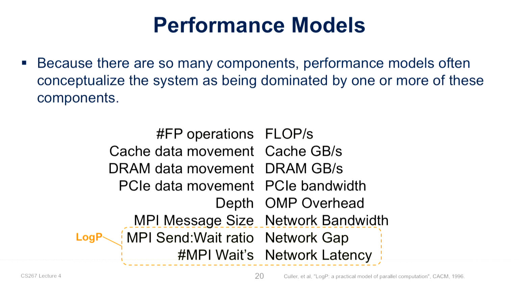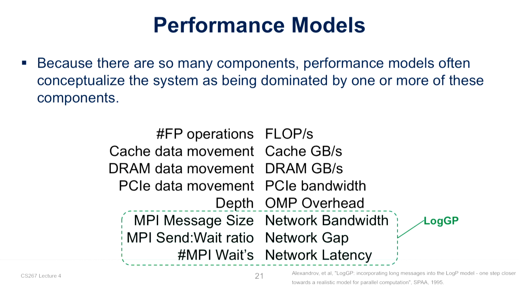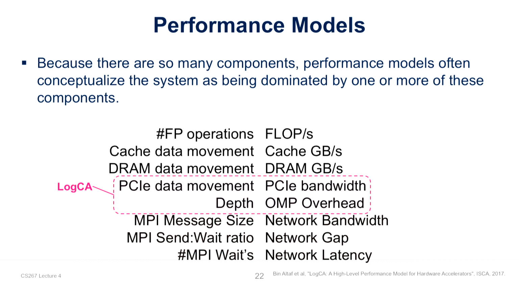There are models that look at things like the message passing cost. There's one called LogP that we'll talk about that looks more at the networking layers, and there's a difference in terms of how they model the network, which I won't go into details on, in another variation called LogGP. There's a model that looks at GPU performance, which is called LogCA, and you can look at the references at the bottom to read about each one of these.